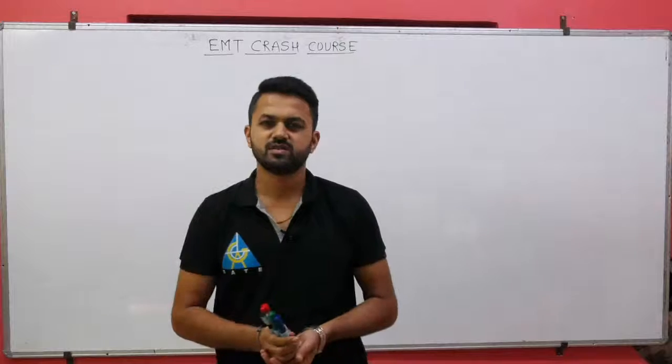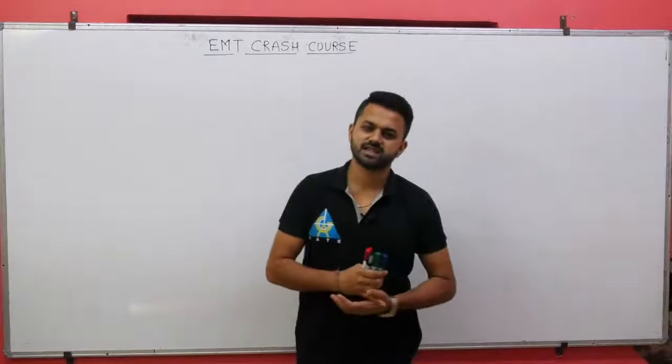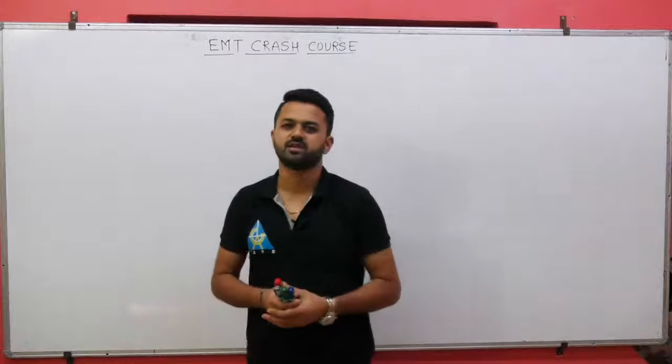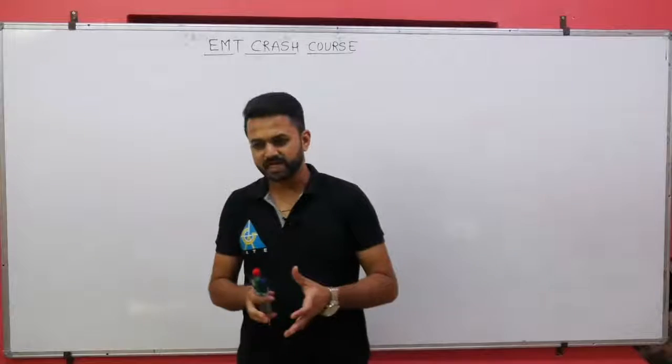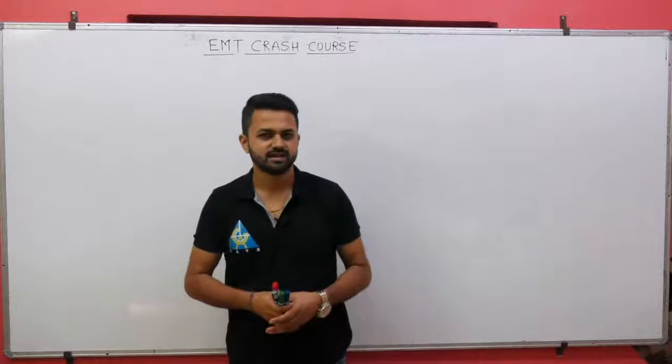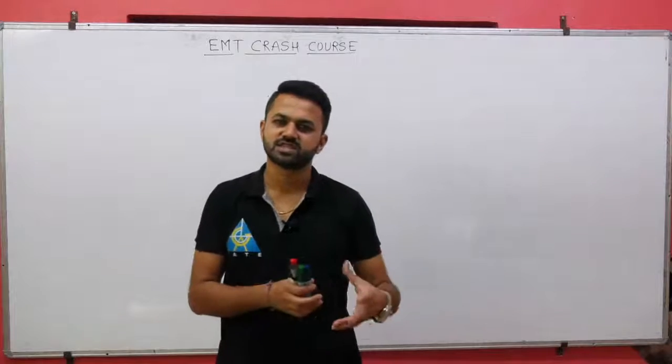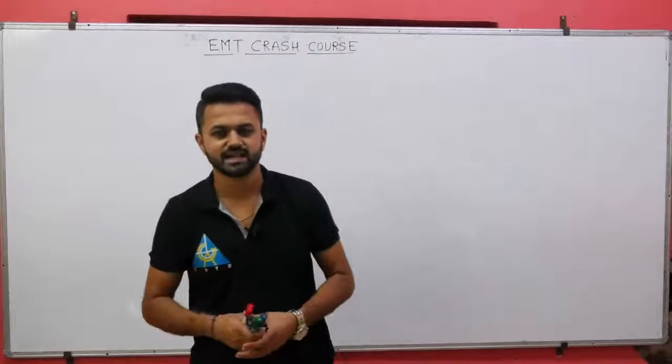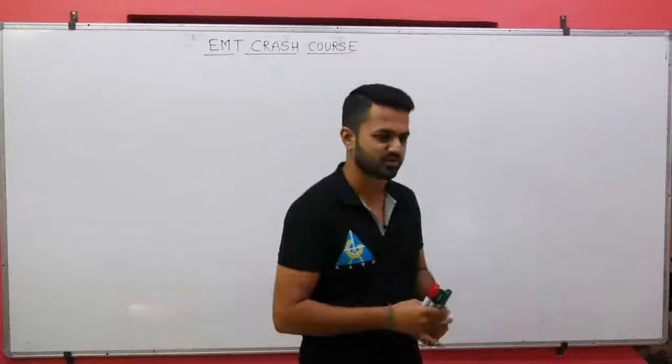So now, as we discussed in the last class about the Poynting theorem and the Poynting vector and the power density and how to calculate the power from the power density. So we will solve a few questions from the Poynting vector and then we will move to the next topic, that is normal incidence.